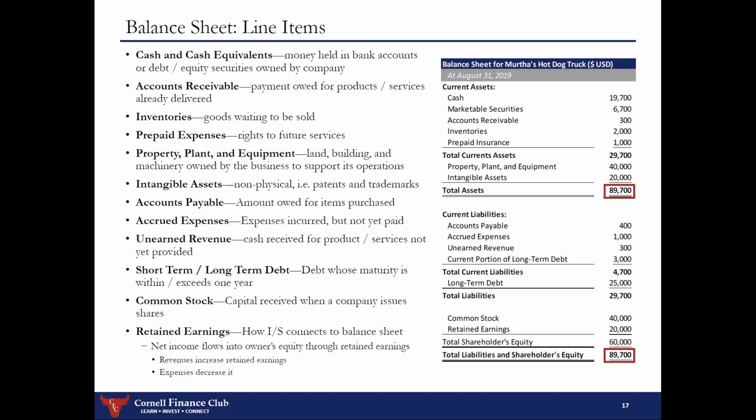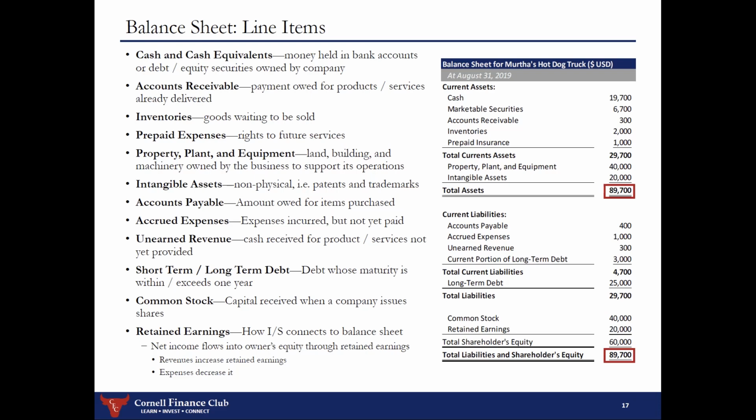So for example, let's say Murtha's hot dog truck buys buns on account. This just means that, let's say you spent $10,000 buying supplies, but you had yet to pay your supplier. This is recognized as you are restocking your supplies, but because you have not paid down that money you owe them, that $10,000 gets recorded into accounts payable.